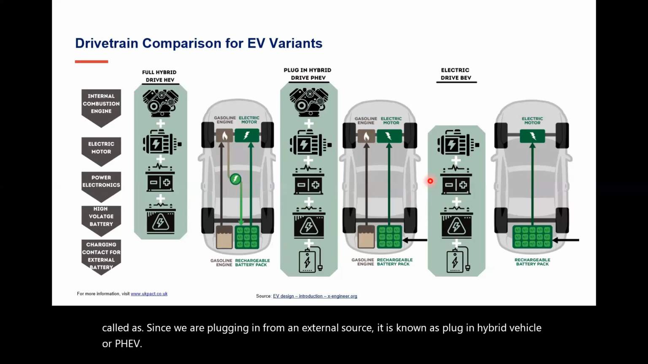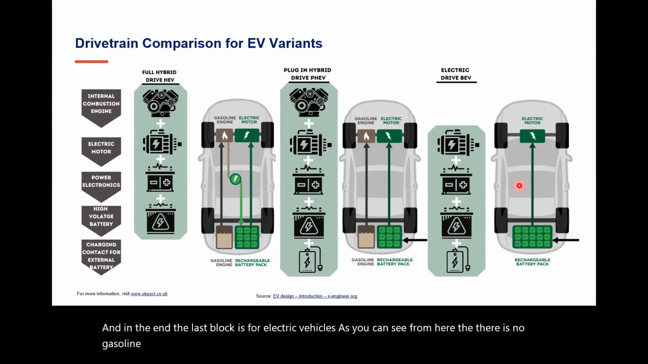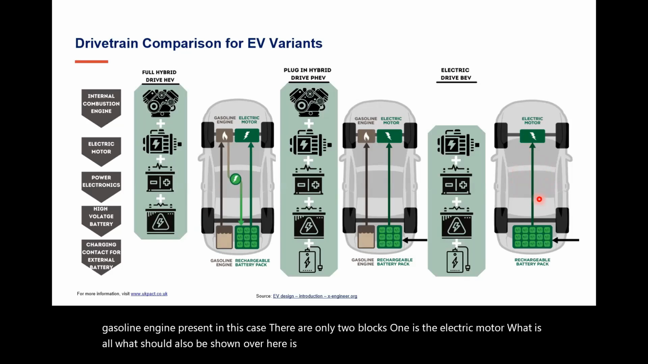And the last block is for electric vehicles. As you can see from here, there is no gasoline engine present in this case. There are only 2 blocks. One is the electric motor. What should also be shown over here is a DC to DC to AC converter and the battery pack.